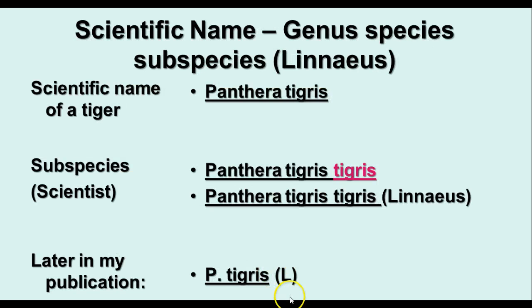Okay, so let's look at it in a little more detail. The scientific name is Panthera tigris. If there is a subspecies, we put the subspecies after that. And if we know the scientist who named it, we put the scientist's name in parentheses at the end. If you're doing a scholarly publication and you refer to it by its complete name at the beginning, later in your publication you can abbreviate it P. tigris.